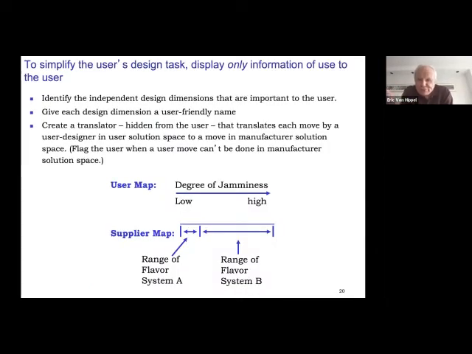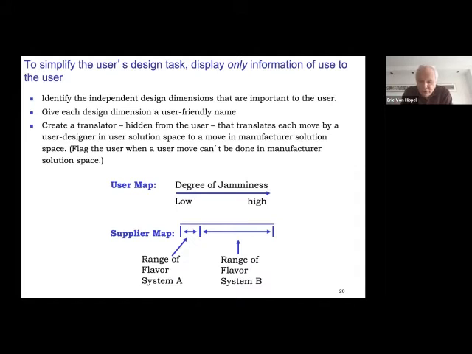Underneath, there's a supplier map that says, oh, okay, low jamminess, we can use flavor system A. But then it begins to taste burnt. If you crank up the jamminess, it begins to taste burnt. What do you do then? Well, you have to switch to flavor range B, which is much more expensive.